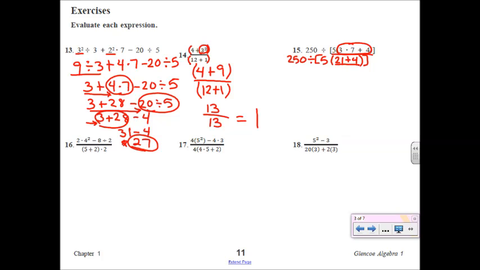Then the inside parentheses, I can take care of 21 plus 4 now. And that's 25, excuse me. And these parentheses here now just mean that I'm multiplying the 5 and the 25. So I'm going to treat the inside brackets now. And 5 times 25 is 125. And then 250 divided by 125 is 2.